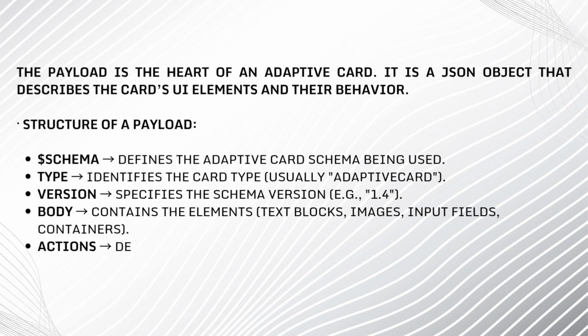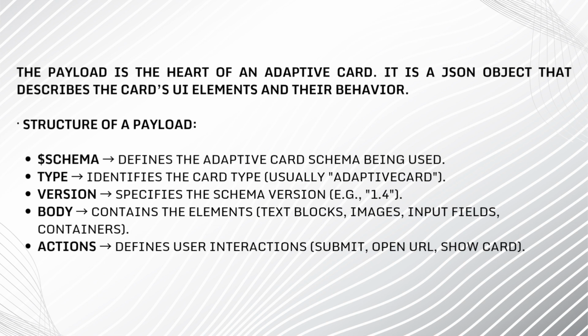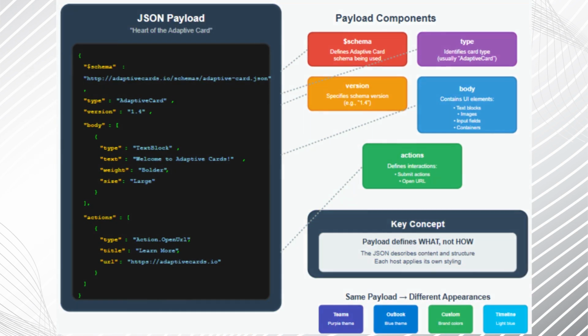Every adaptive card payload follows the same basic structure with 5 key components. Let's look at a simple example. Here we have a basic welcome card with a text block in the body that says, "Welcome to Adaptive Cards," with bold, large styling. First, the schema.